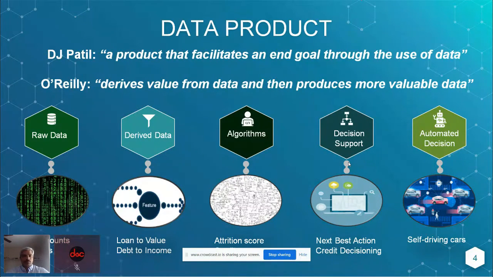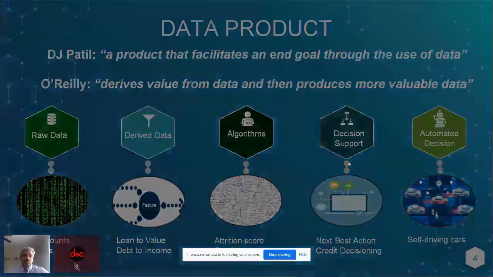A data product could be a wide range of things. It could be raw data, where you're using your source data for making some decision. It could be derived data, for example loan to value or debt to income to make a credit underwriting decision. It could be an algorithm. When I think about a data scientist, that's the bucket I used to think of, where everything needs to go through a model. For example, an attrition score or a credit score. It could be a decision support system, a combination of algorithm, derived data, and raw data, where you're trying to make some decision around it. Or it could be automated decision-making, the far end, like self-driving cars. So that's the brief intro about data products.